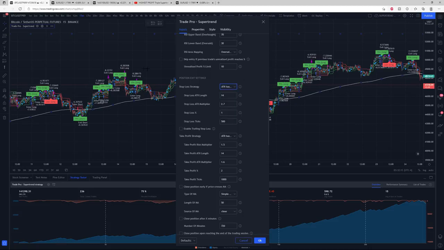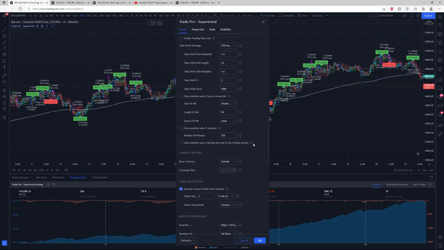Right now, for this particular setup, I have it as ATR-based, and so the stop loss is being placed 2.7 times the ATR. And then for the take profit, this is set to 1.6 times the ATR. And of course, you can change all of these different settings and find out what works best for your particular asset and time frame.